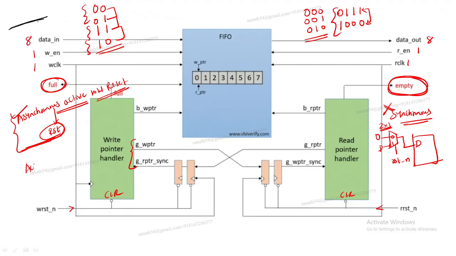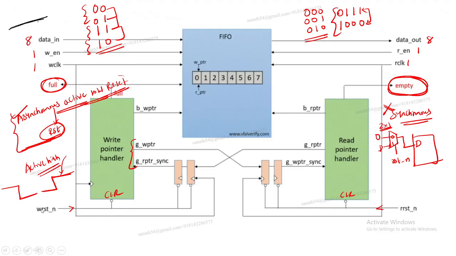Suppose it is active high reset: functional mode is 0, reset mode is high. When the reset mode is high, normally when the power is on you are operating your design in the reset mode, so that is not required. You are applying extra power in the reset mode. When the power is off, your design should be in which mode? Reset mode. That's why we are using asynchronous active low reset. So that is about the reset.